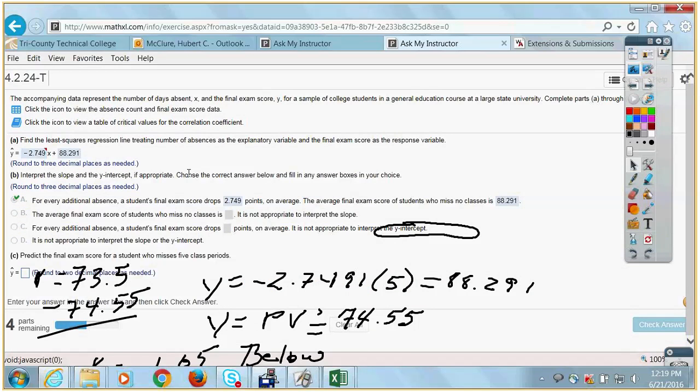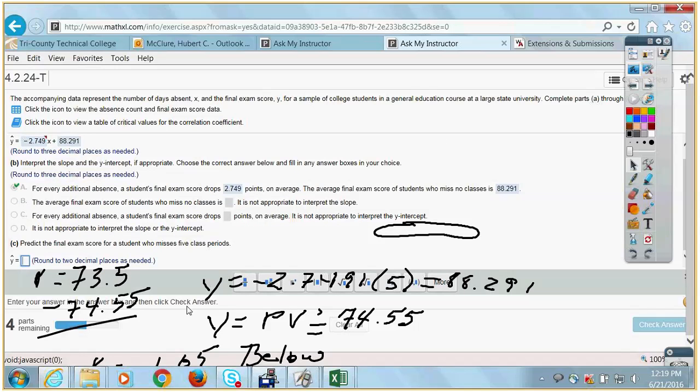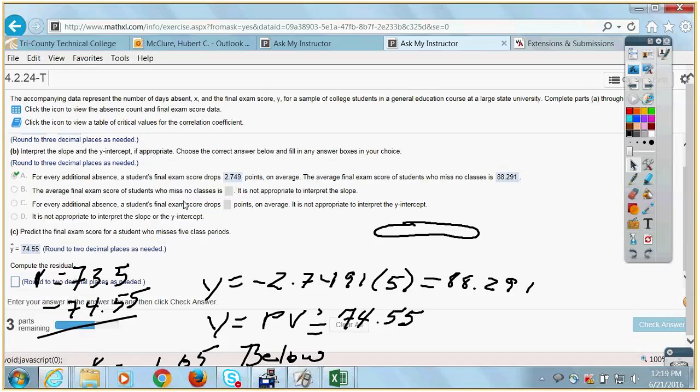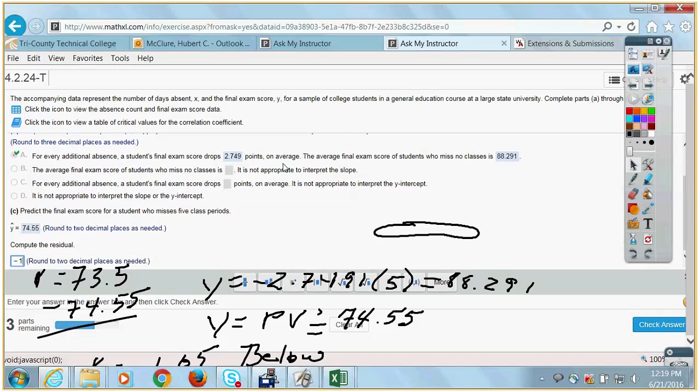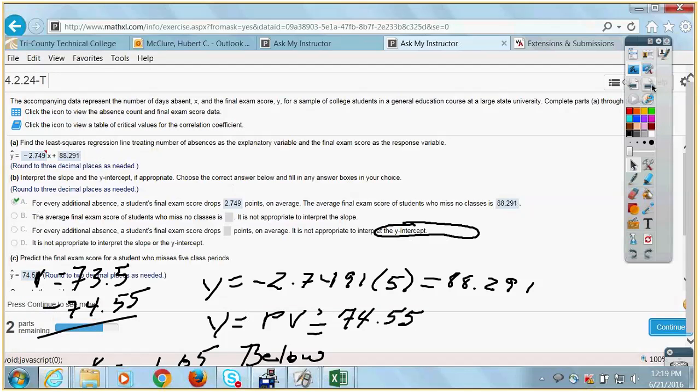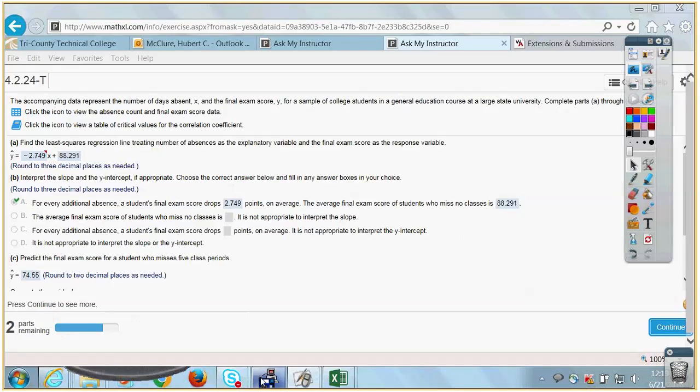And then it says predict the value. The predicted value is 74.55. And that's that value right there, plugging it in. And the residual, rounded to 2 decimal places, is negative 1.05. And it asks if it's below, and you say yes because it's negative, and that's the answer. So, I hope that helps. If you need any more, send them on, and I'll be glad to help you. Thanks a lot.